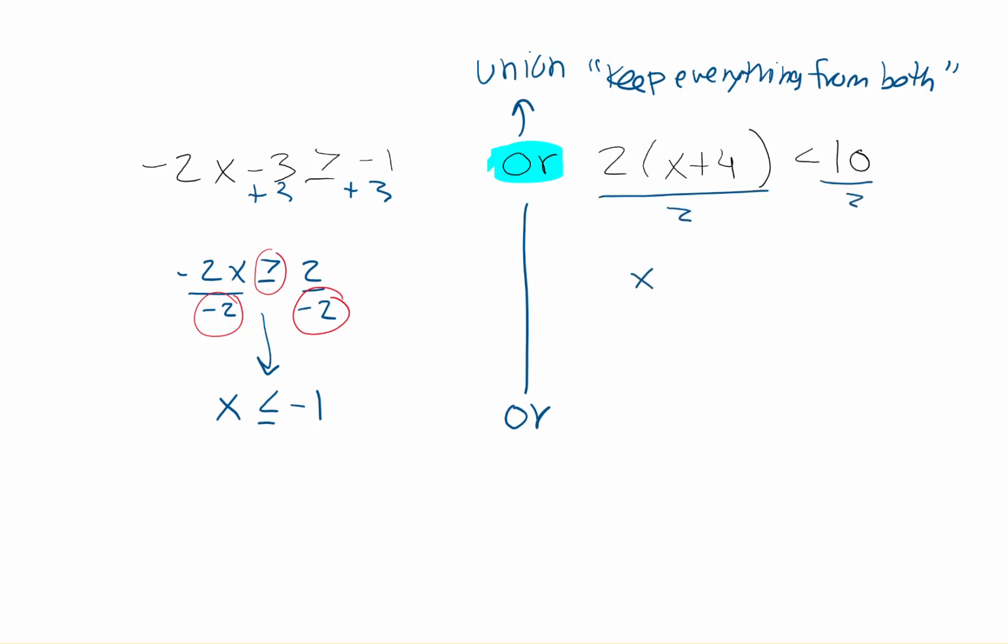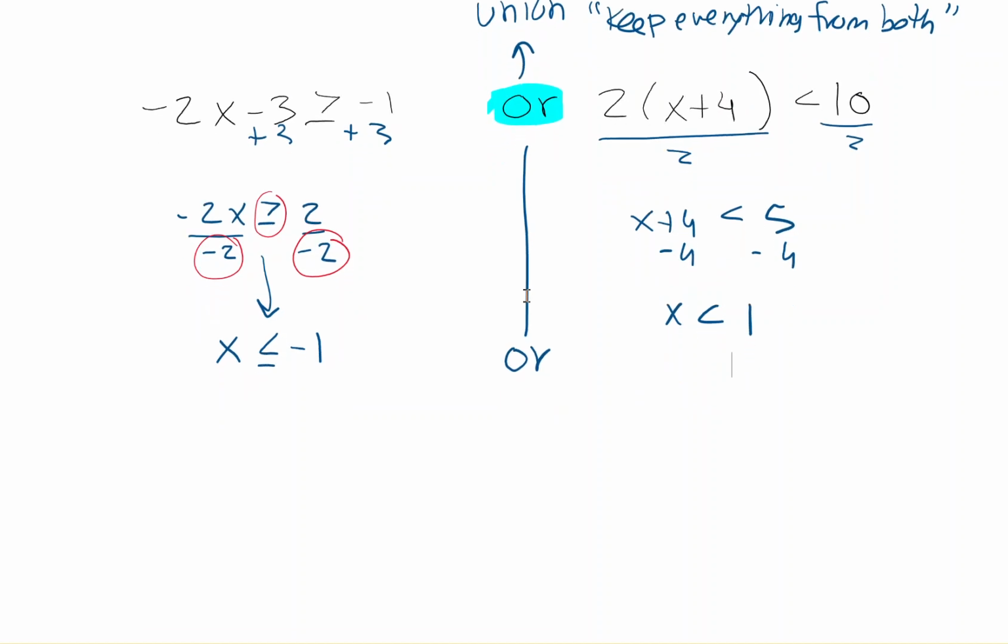Divide by 2. X plus 4 is not less than or equal to, just less than 5. Minus 4 on both sides. X is less than 1. Okay, I never divided by a negative. I never multiplied by a negative, so I never had to switch the direction of that sign.